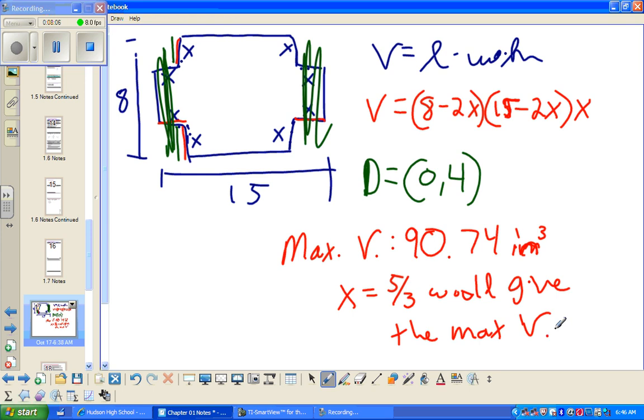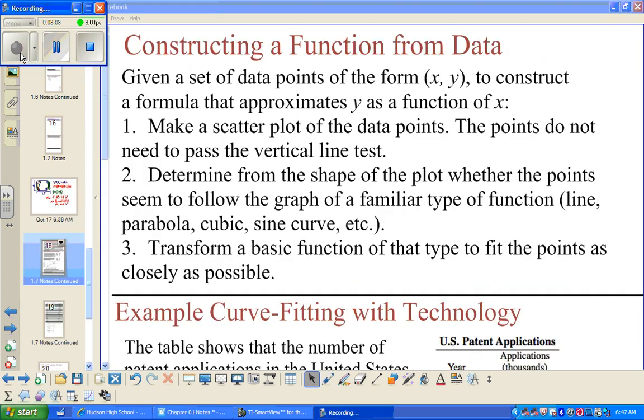That's a fun problem. The next problem I want to show you involves using the data table on your calculator in a stat plot. So if we're constructing a function from data, you're going to be given a set of data points of the form x, y to construct a formula that approximates y as a function of x.